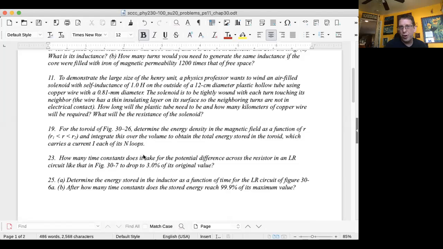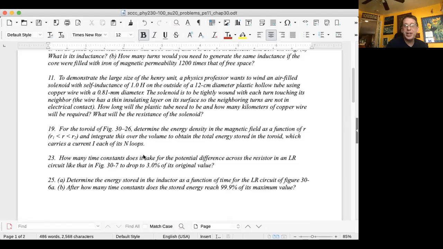It's going to be uniform for a given R completely around the toroid. It's going to be uniform for a given R for any height of the toroid. So you're just integrating over R from R1 to R2, and that gives you the total energy that's stored. And you're going to solve for it symbolically. The current is I. You have capital N total loops.